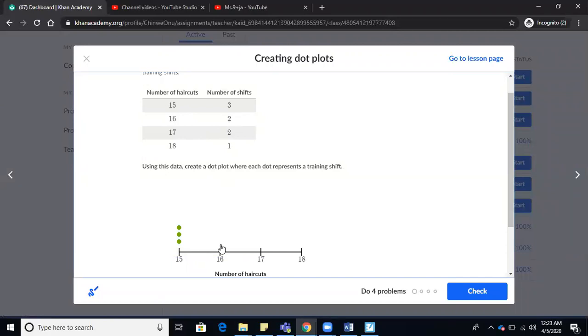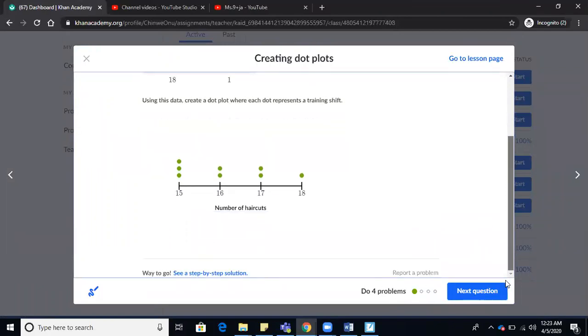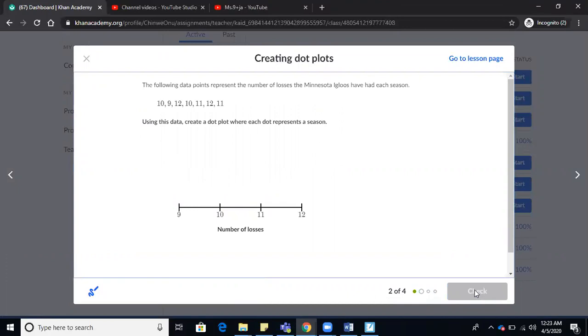So I'm going to click 1, 2. And for 17, I have 2 shifts, 1, 2. And 18 occurs 1 time. So I'm just going to click 1 for 18 and check. If you do not understand, you can always click on your hints. You can click down here to see step-by-step hints or a video. So again, let's do another one.